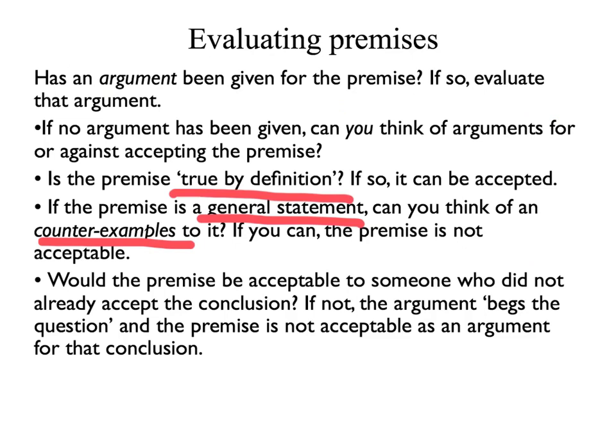Finally, it's important to think about this last point here. Would the premise be acceptable to someone who didn't already accept the conclusion? If the premise assumes that the conclusion is true, or presupposes that the conclusion is true, or wouldn't really be acceptable to someone who didn't already believe the conclusion, then the argument begs the question, and you shouldn't accept that premise as an argument for that conclusion.